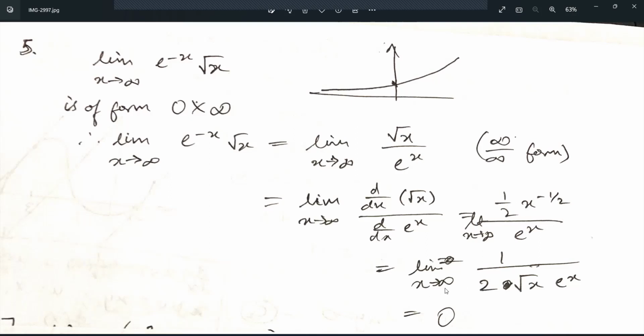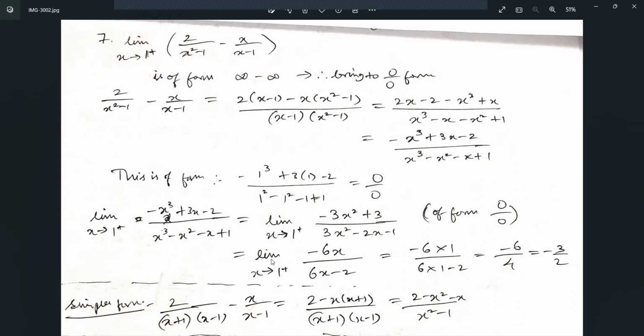Now the function has 1 in the numerator and 2 root x e power x in the denominator, and we know that root of x is infinity, and e power infinity is infinity. So the limit of this function tends to 0. Now the next question is limit x tends to 1 plus, that is, it is tending to 1 from the positive direction, and the function is 2 by x square minus 1 minus x by x minus 1.